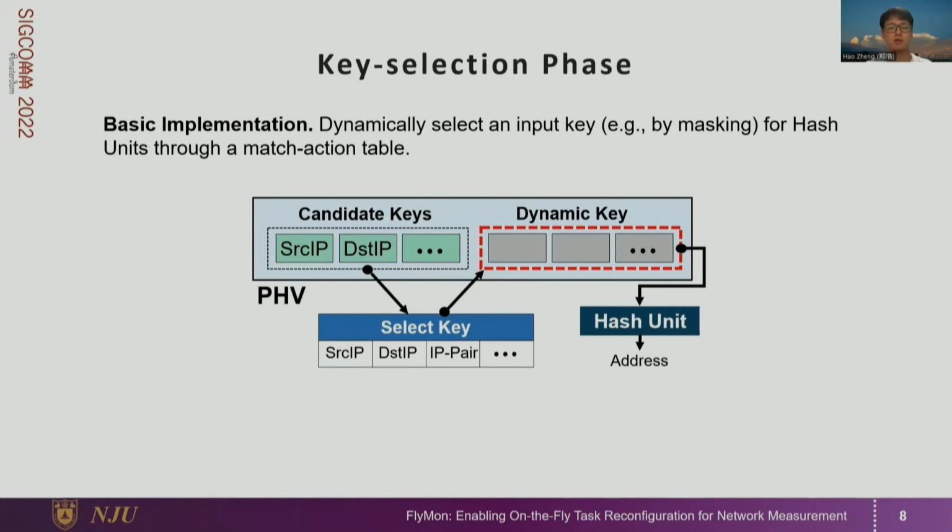The first part of a CM unit is the key selection phase. The basic implementation is to allocate some bits called dynamic key in the PHV, which is used as the fixed input of the hash unit. We can dynamically select an input key from the candidate keys through a match action table.